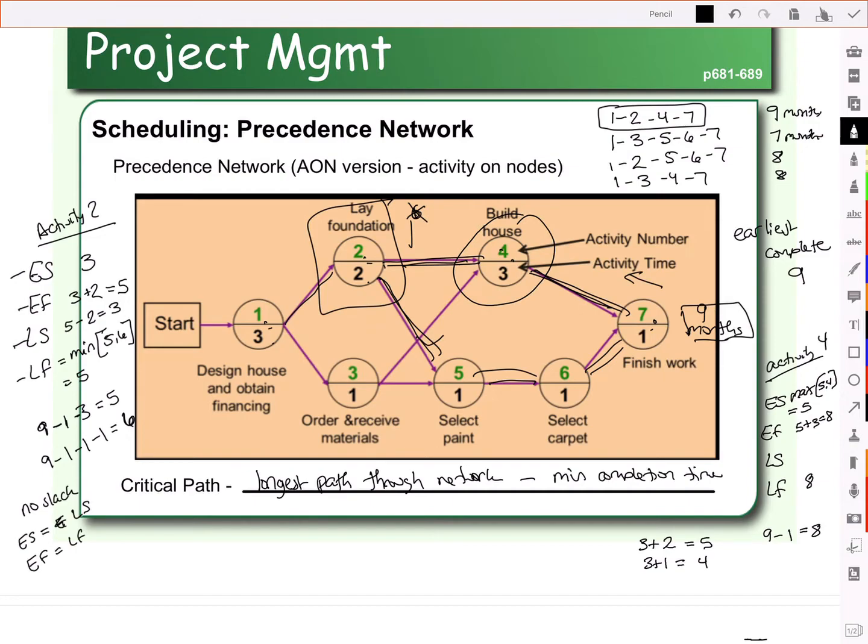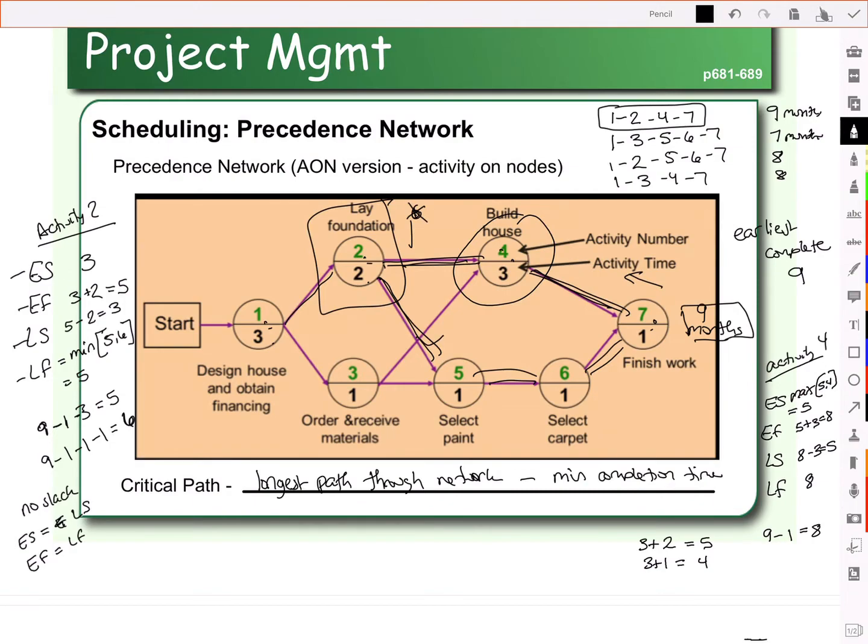So when's the latest we can start activity 4? Well, if the latest we can finish is at 8, and it takes 3 months to do it, the latest we can start it is at 5. Well, what do you notice about activity 4? The early start is 5, the late start is 5. The early finish is 8, the late finish is 8.